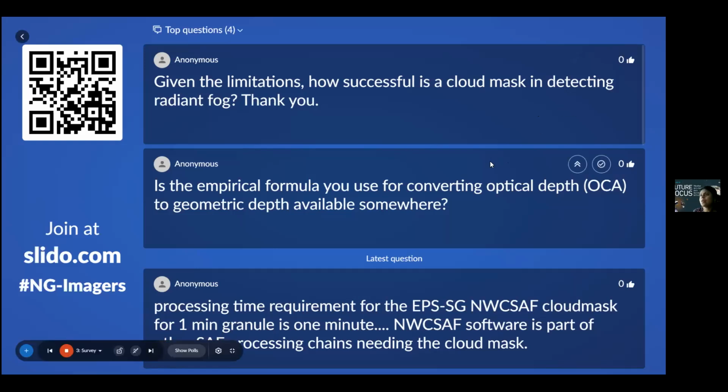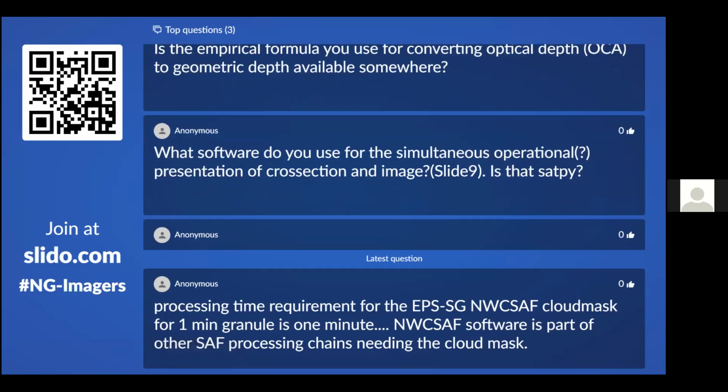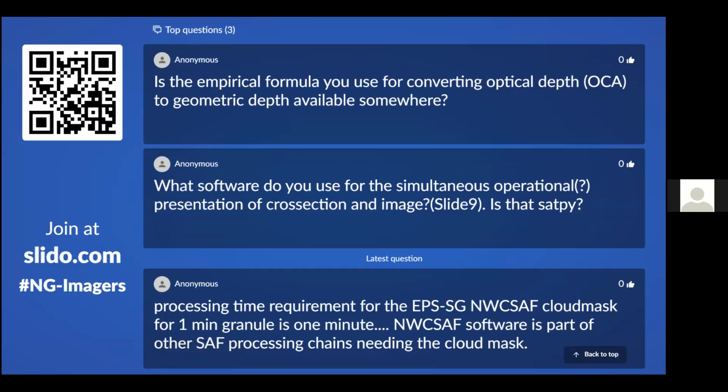Okay, thank you. I think, Phil, that's for you. Is the empirical formula used for converting this available somewhere? Well, it could be available. It's been obtained from results that Hygeos did for us for the oxygen A-band retrieval, actually. So they analyzed the data, and I simply parameterized that into a small function, so I could make it available if anyone's interested.